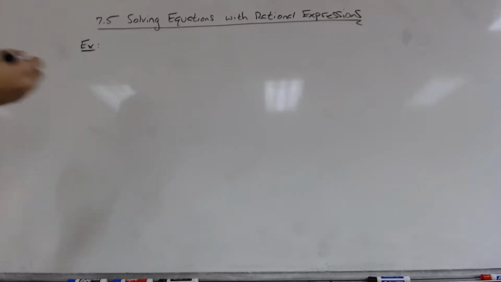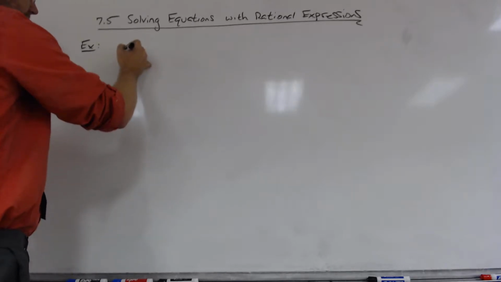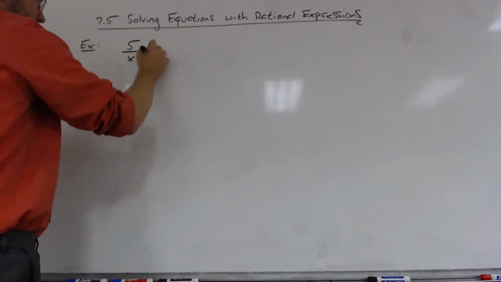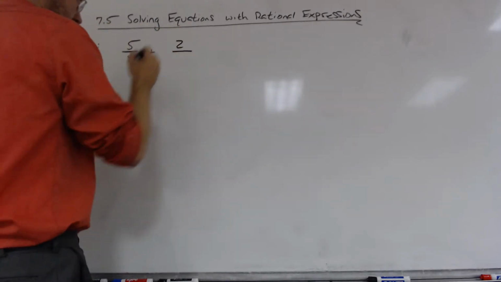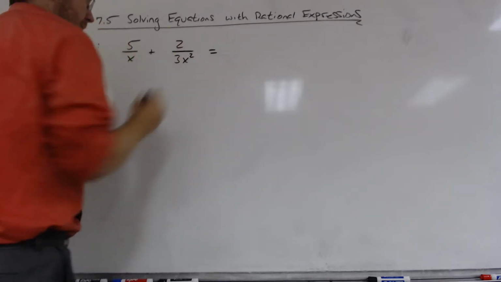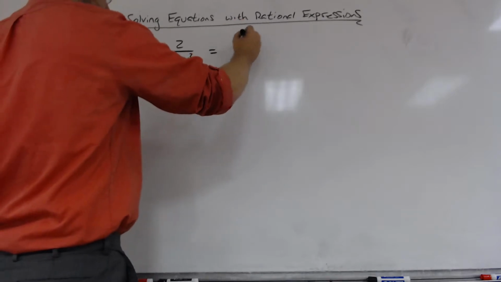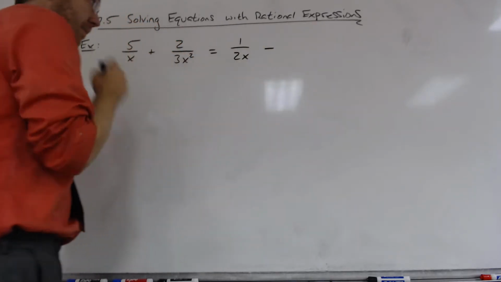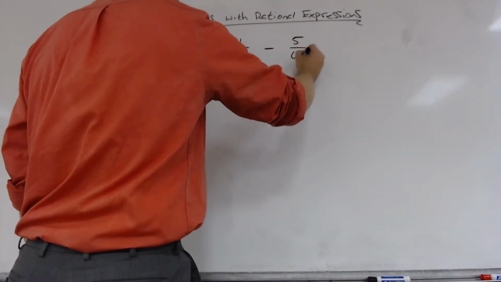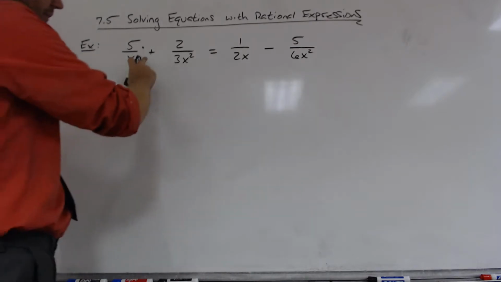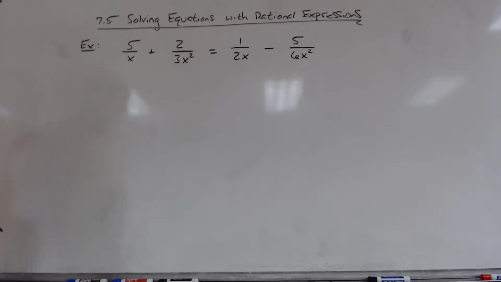So let's look at a simple example. Alright, so we have the equation 5 over x plus 2 over 3x squared is equal to 1 over 2x minus 5 over 6x squared.